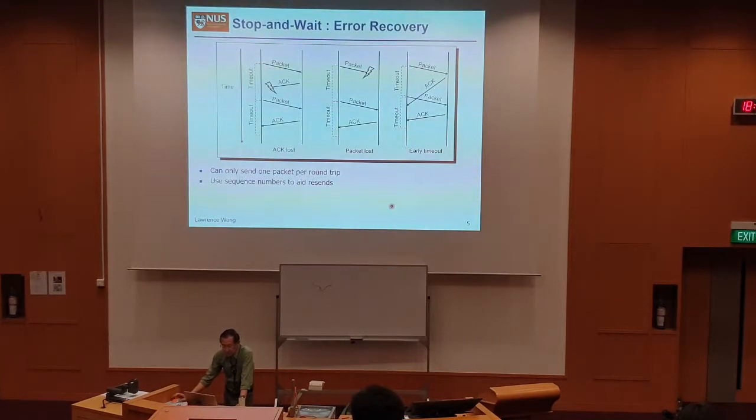So this is a stop. For example, you got this packet, but your acknowledgement did not get through. This is called ACK loss. You send something, but the thing did not get through. So this is a packet loss.